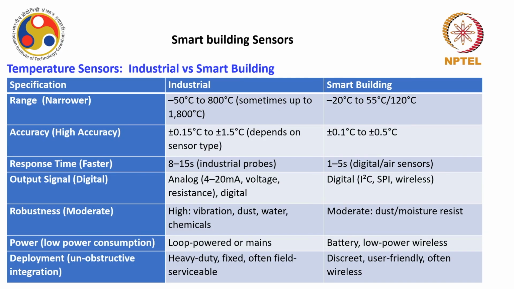Similarly, if you compare the power requirement, the industrial application devices can be loop powered or directly connected to mains. However, mostly the smart building temperature sensors are low power devices, because they have to be mostly wirelessly connected, okay, and in certain cases they can be battery operated also, okay. Therefore, I can say that the temperature sensor requirement for smart building, particularly in terms of power, is that it should be a low power device, okay.